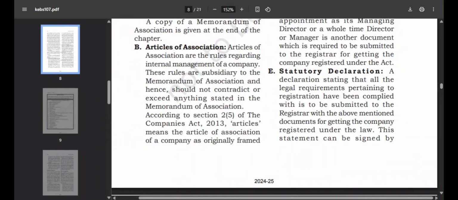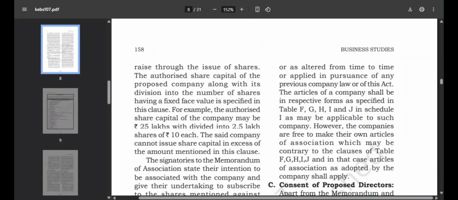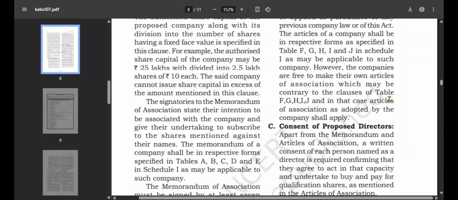So, according to Section 2, Clause 5 of the Companies Act 2013, articles means articles of association of a company as originally framed or as altered from time to time or applied in pursuance of any previous company law or of this Act. Okay, all this you don't have to read.